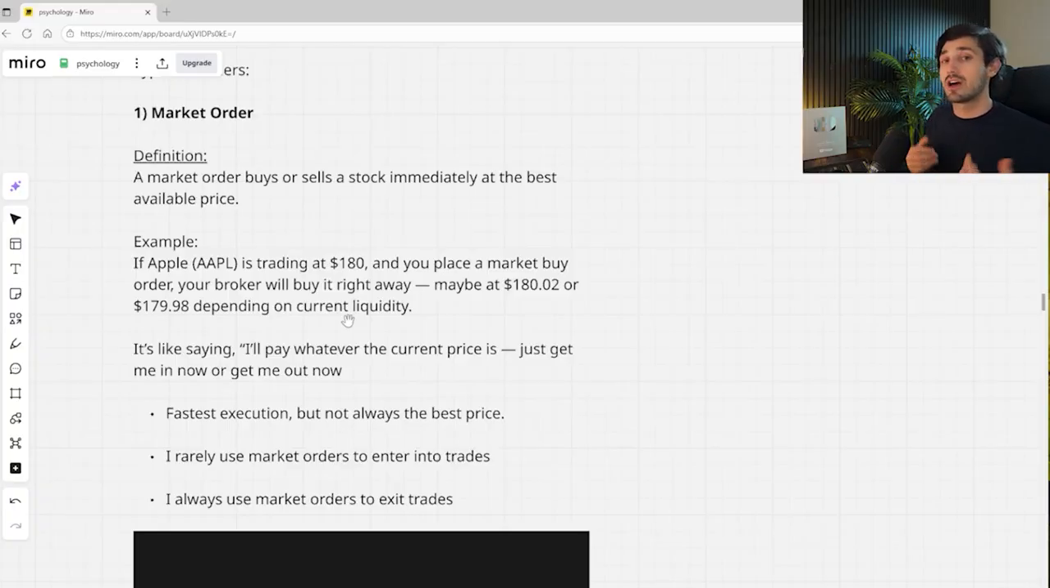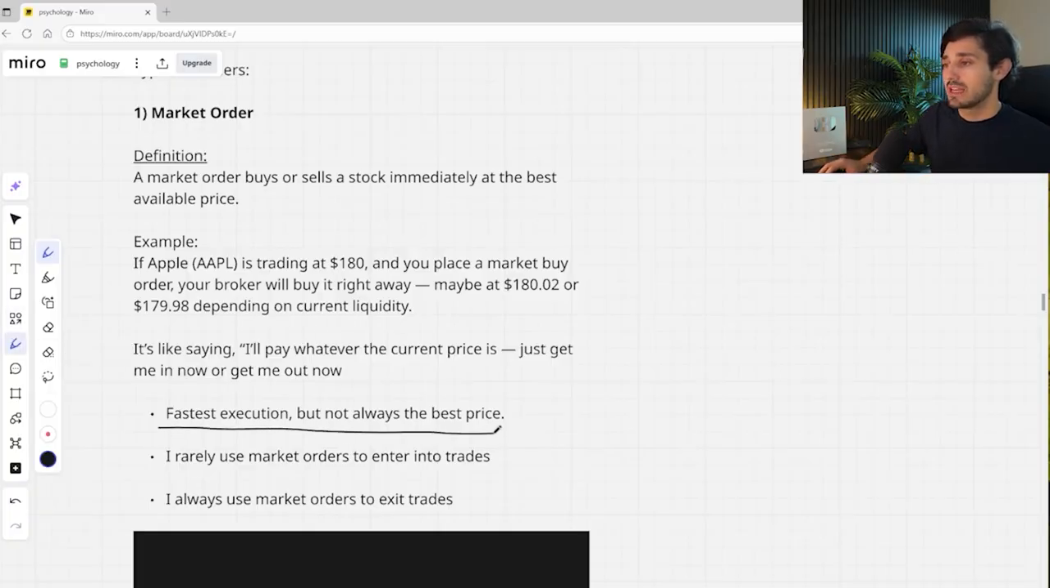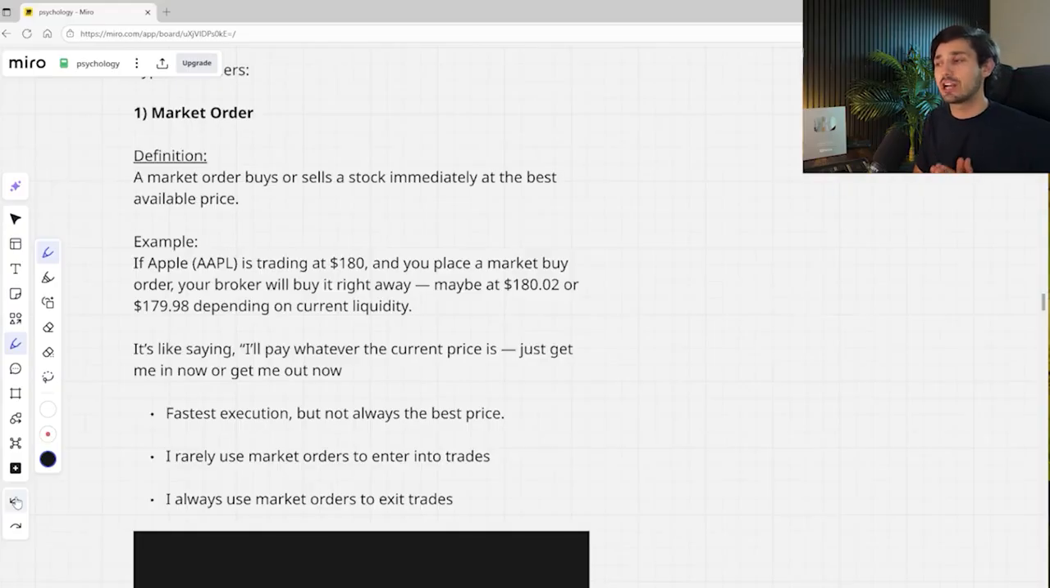It's going to depend on the spread, which you're going to learn about later. It's also going to depend on the liquidity. So this is like saying, I'll pay whatever the current price is, just get me in right now or get me out right now. Okay, so what does a market order really mean? You're going to get really fast execution because it's going to fill you immediately, whether you're getting in or whether you're getting out. However, it's not guaranteed to give you the best price.